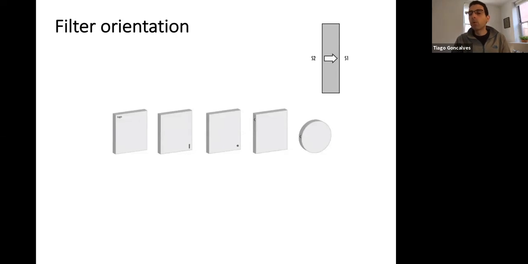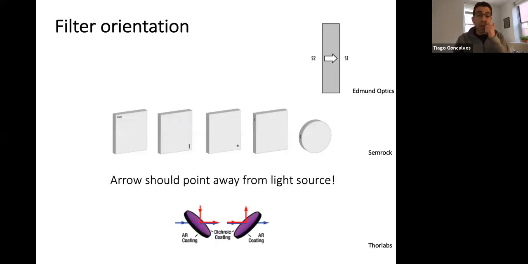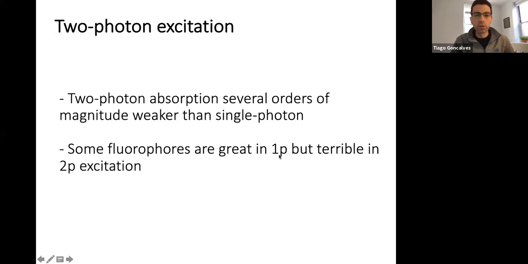Now, which side should face your light source? Does anyone know? The side without coating? The side without coating, that is correct. So the arrow should point away from the light source. This is very useful, very practical information. Very often you have an anti-reflective coating on one side, and the filter coating on the other side, and the arrow should always point away from the light source.